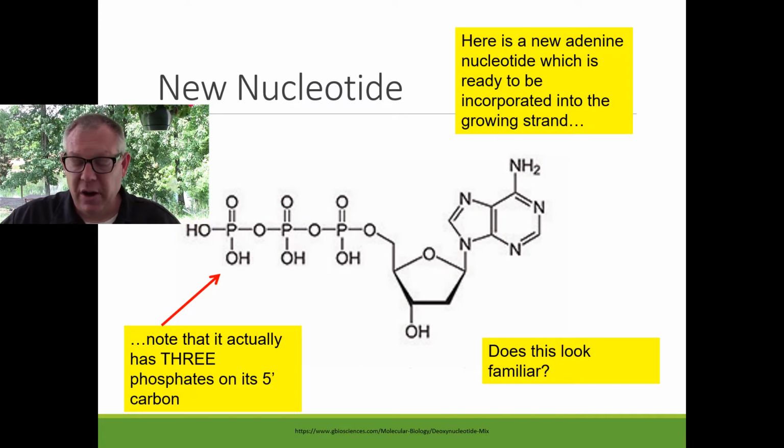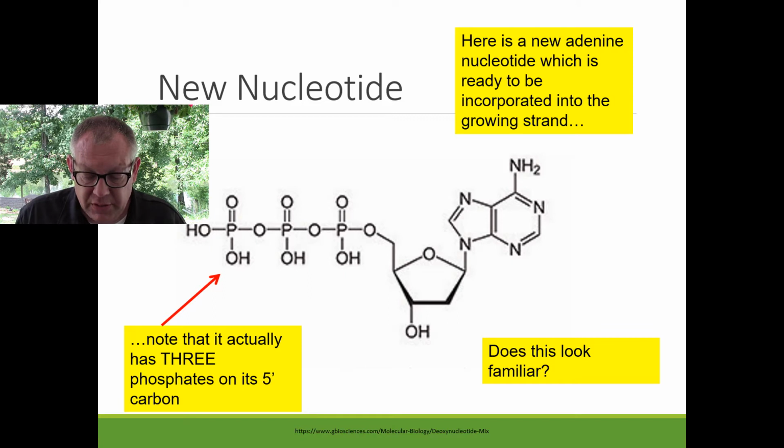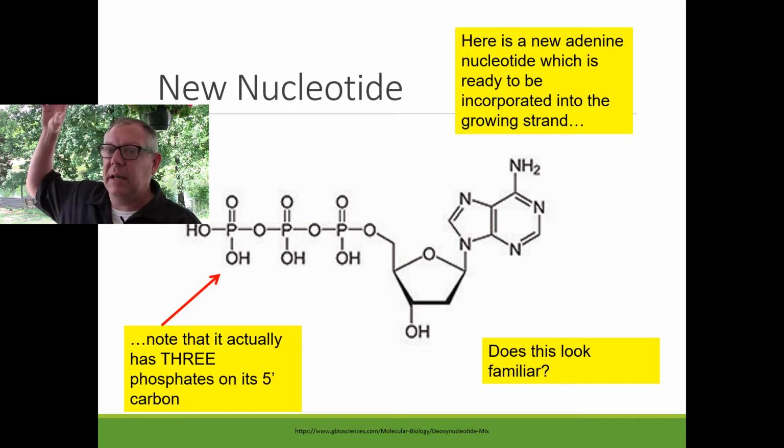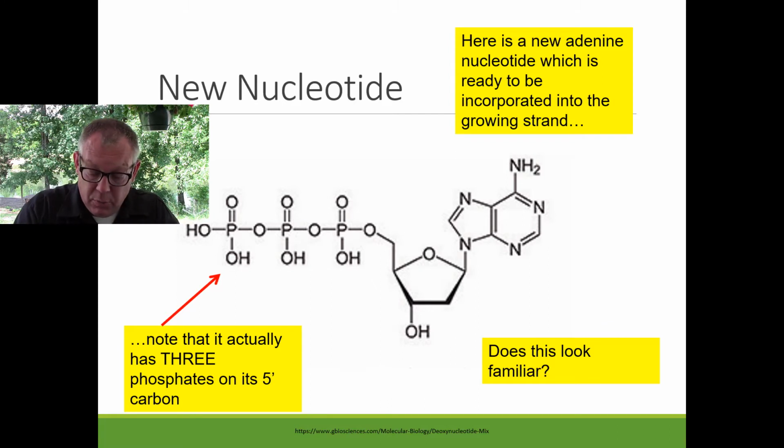Now, just a little digression here about this reaction, about how those nucleotides are brought in. Look at this nucleotide. This is an adenine nucleotide, which is ready to be incorporated into the new growing strand. So DNA polymerase reads, oh, thymine, I need an adenine. Oh, here's an adenine right here. And I'm going to take this adenine and stick it to the new growing strand.